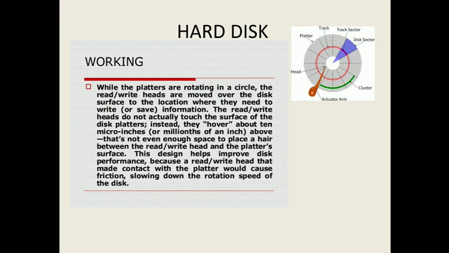The data is recorded on the disk through a read/write head which resembles a record player. The information that comes from the CPU is recorded digitally in the form of 0 and 1. The storage capacity of hard disk is 500 GB or more.